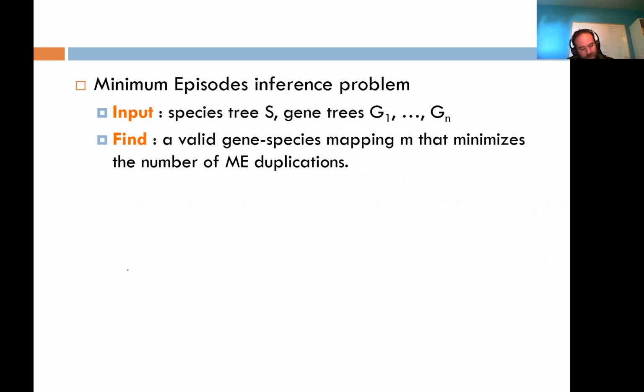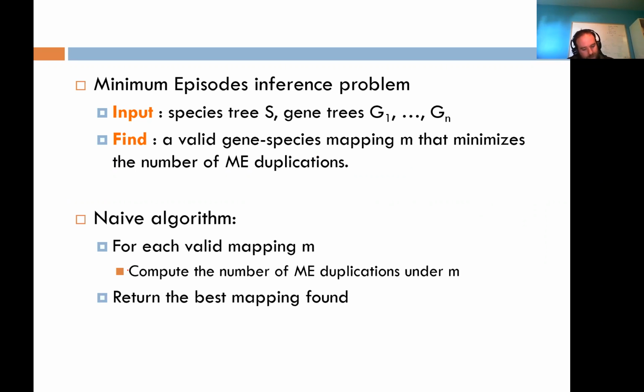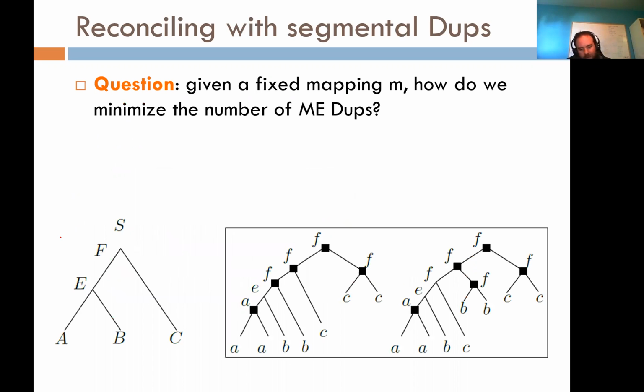Yeah, so this is the problem I'm looking at, and I will mention that one naive way to do it is you could brute force enumerate all the ways to remap your ancestral genes on the gene trees, and for each map, you compute the minimum number of ME duplications under this particular mapping. And I'm mentioning this because this is a subproblem. Even if you're given a fixed mapping, M, how do you even minimize the number of segmental duplications under this model?